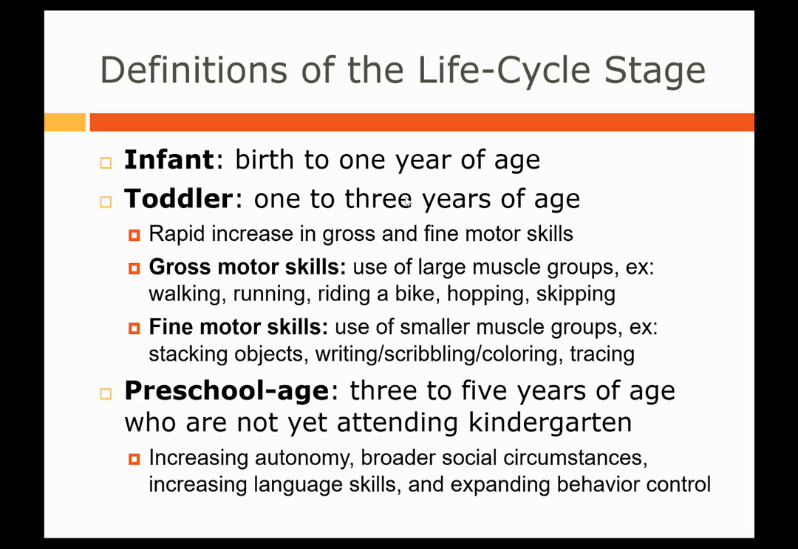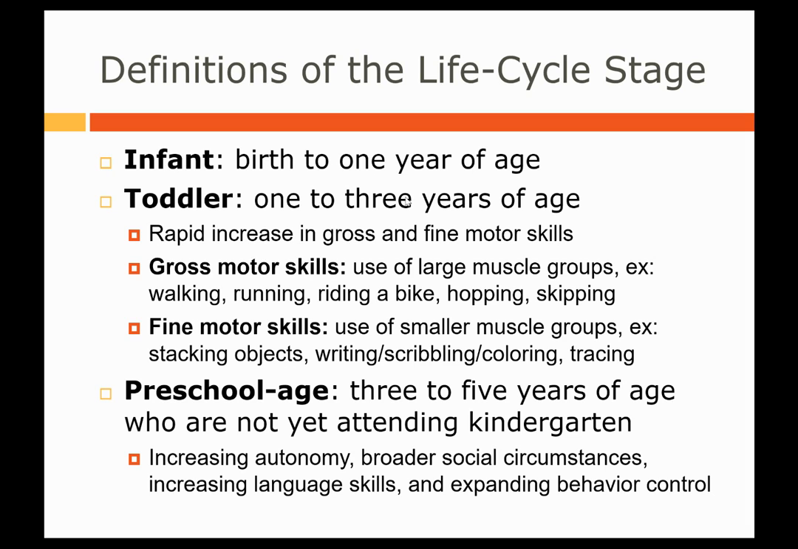Children have broader social circumstances. They begin forming friendships. They understand friendships. They have feelings. They have very, very strong feelings. And they need to learn what they are by labeling them and how to regulate them. They have increasing language skills to express themselves. They can communicate. They can say what they want, what they don't want, what they like, what they don't like.